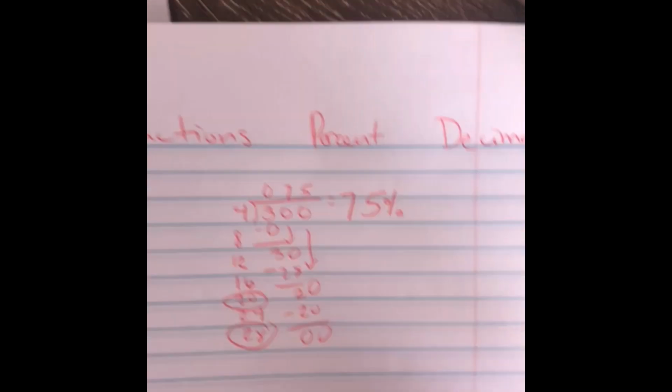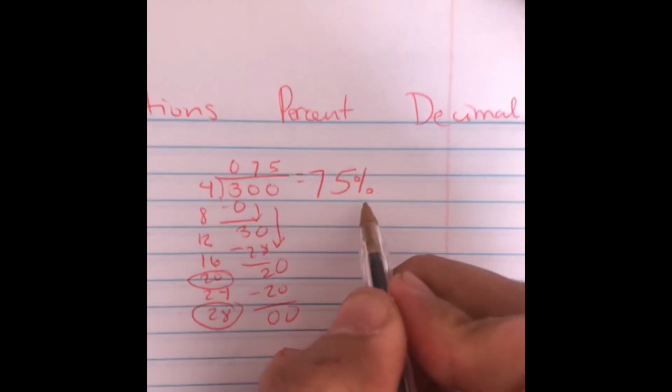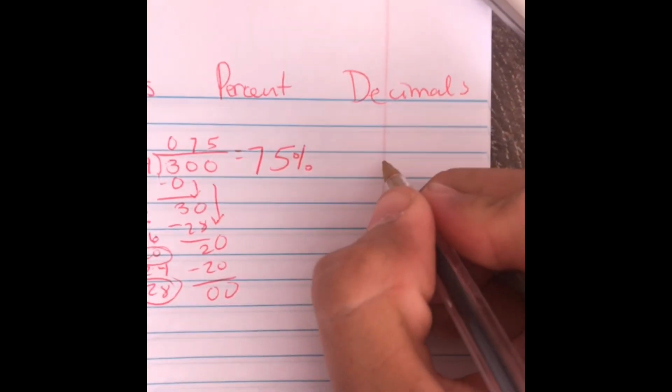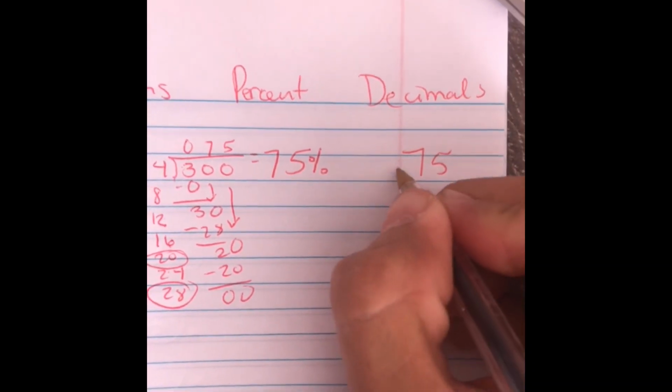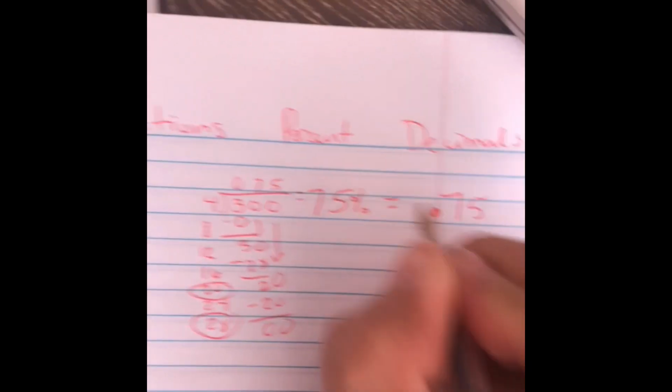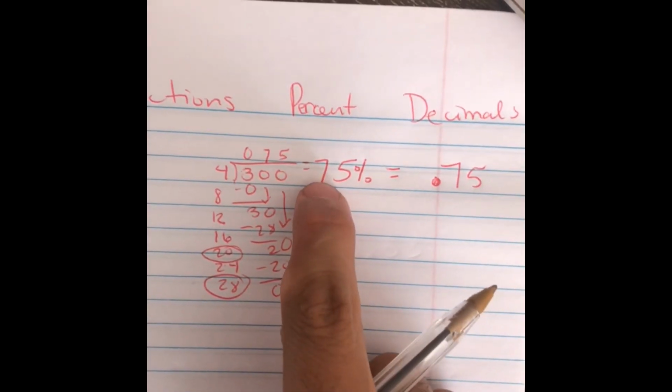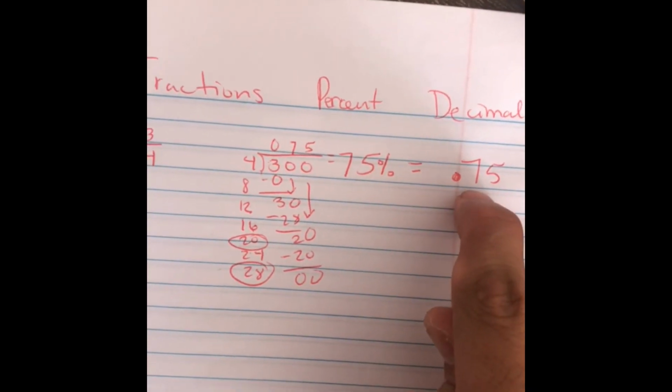Now, on Wednesday, I showed you how to convert percentages into decimals. All you do is move the decimal over 1, 2. So it becomes 75 hundredths. 3/4 as a fraction looks like this, as a percent it looks like this, and as a decimal it looks like this.